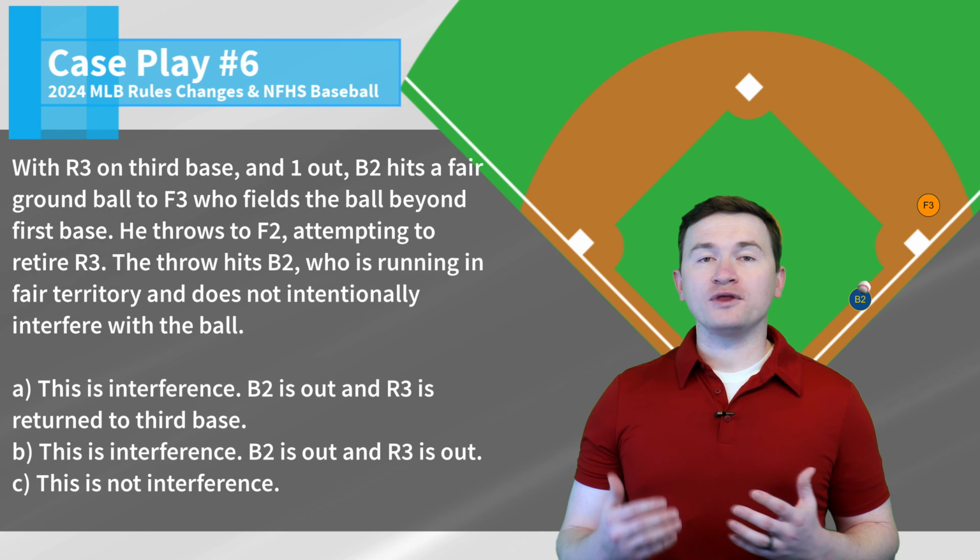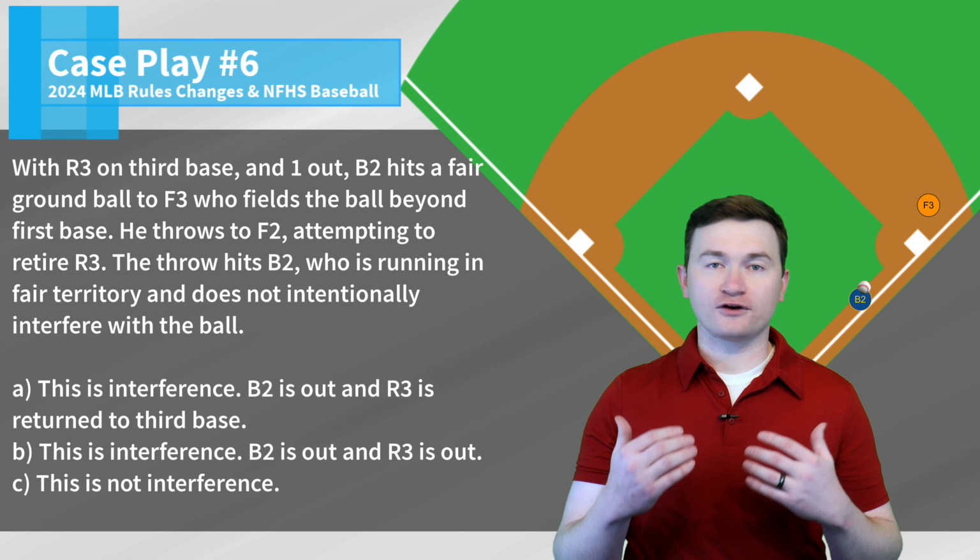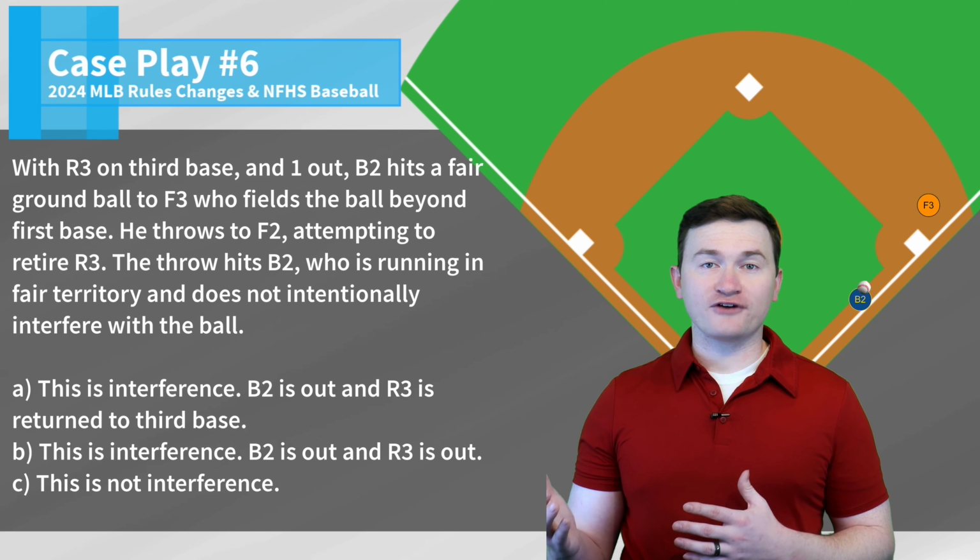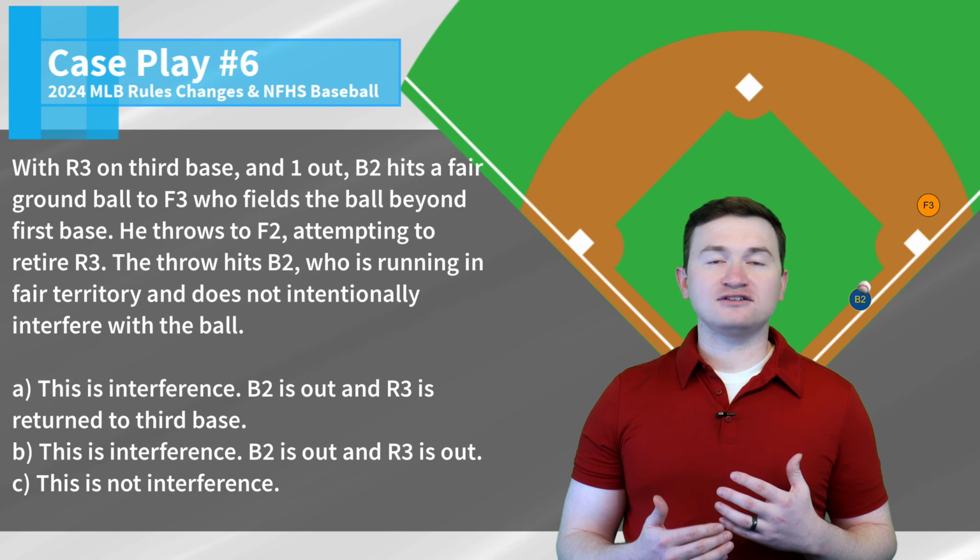Running lane interference only applies on throws being made to first base. Since this throw is going from first to the plate, the running lane does not apply.